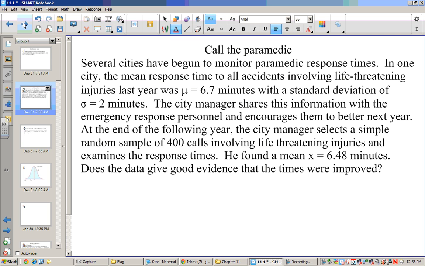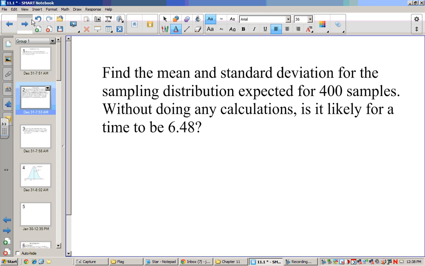At the end of the following year, the city manager selects a simple random sample of 400 calls involving life-threatening injuries and examines the response time, and he found it to be 6.48. Our question is, is this good enough evidence to show that times have improved? This is what significance tests do. They let us know whether or not we're making improvements or if the variation is due to chance alone.